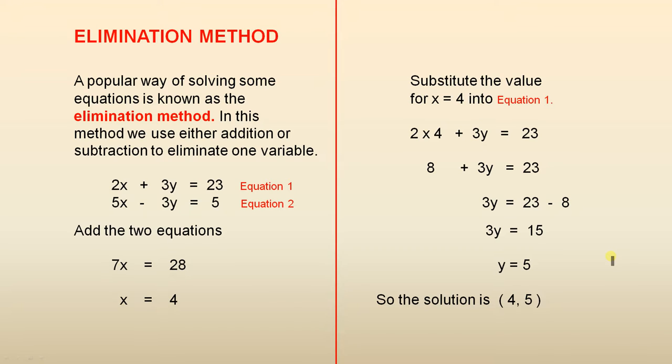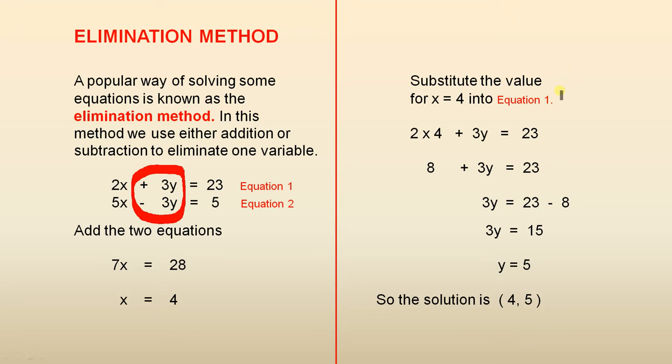The elimination method. A popular way of solving some equations is known as the elimination method. In this method, we use either addition or subtraction to eliminate one variable. The two equations are 2x plus 3y equals 23 and 5x minus 3y equals 5. If we add those two equations together, you will see that that section there is eliminated. The y's will be eliminated because plus 3y minus 3y gives you 0. So 2x plus 5x is 7x. 23 plus 5 is 28, 7x equals 28, so x is 4.